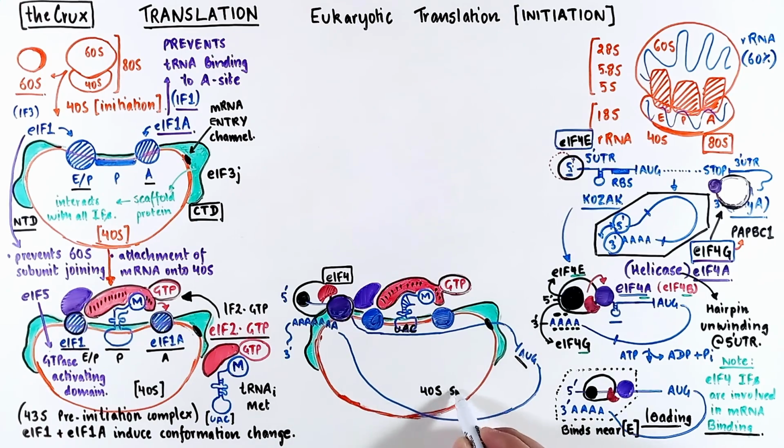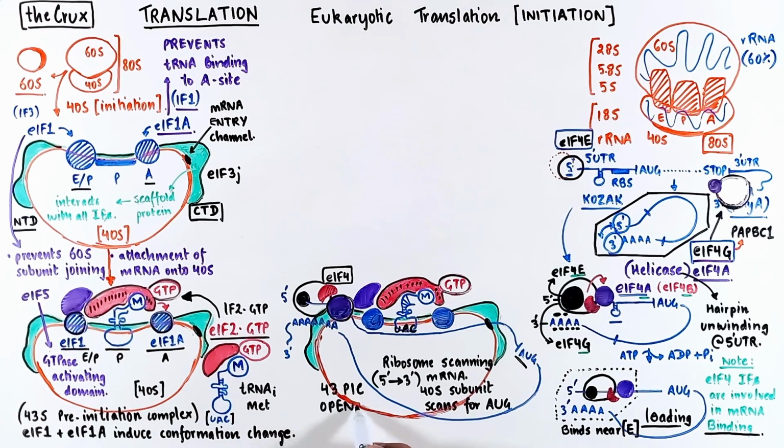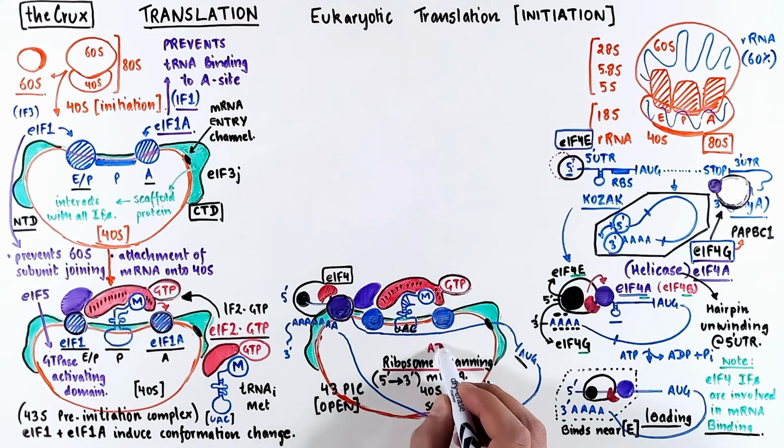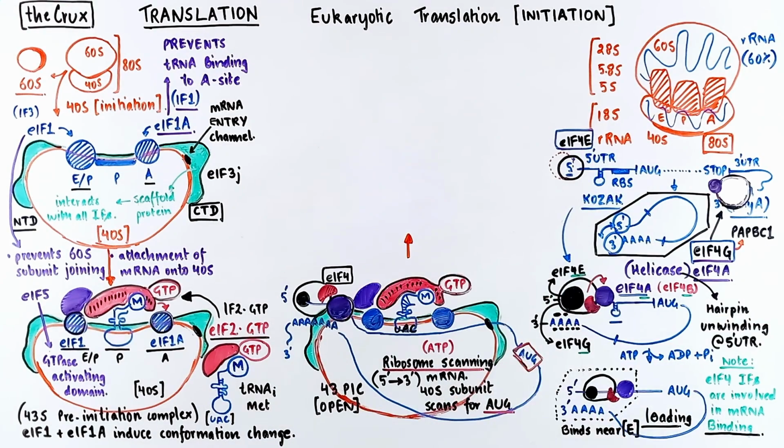So the 40S subunit essentially begins scanning the mRNA for a start codon, and this process is known as ribosome scanning, which occurs in the 5' to 3' direction. This 43S pre-initiation complex now, after binding the mRNA, assumes an open conformation because the mRNA entry channel is open, because the ribosome now has to scan the mRNA. And this scanning process to find the AUG consumes energy in the form of ATP. The open complex of 43S transitions to the next stage when it finds this AUG.